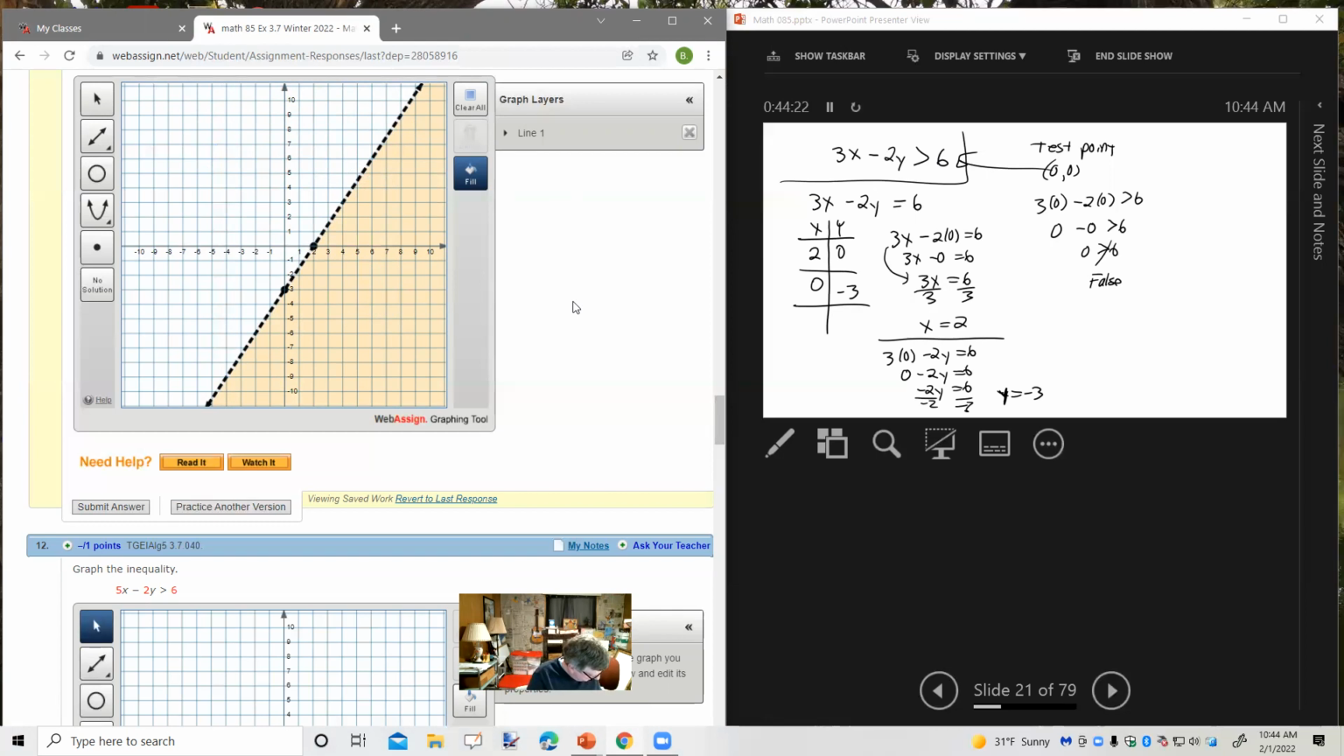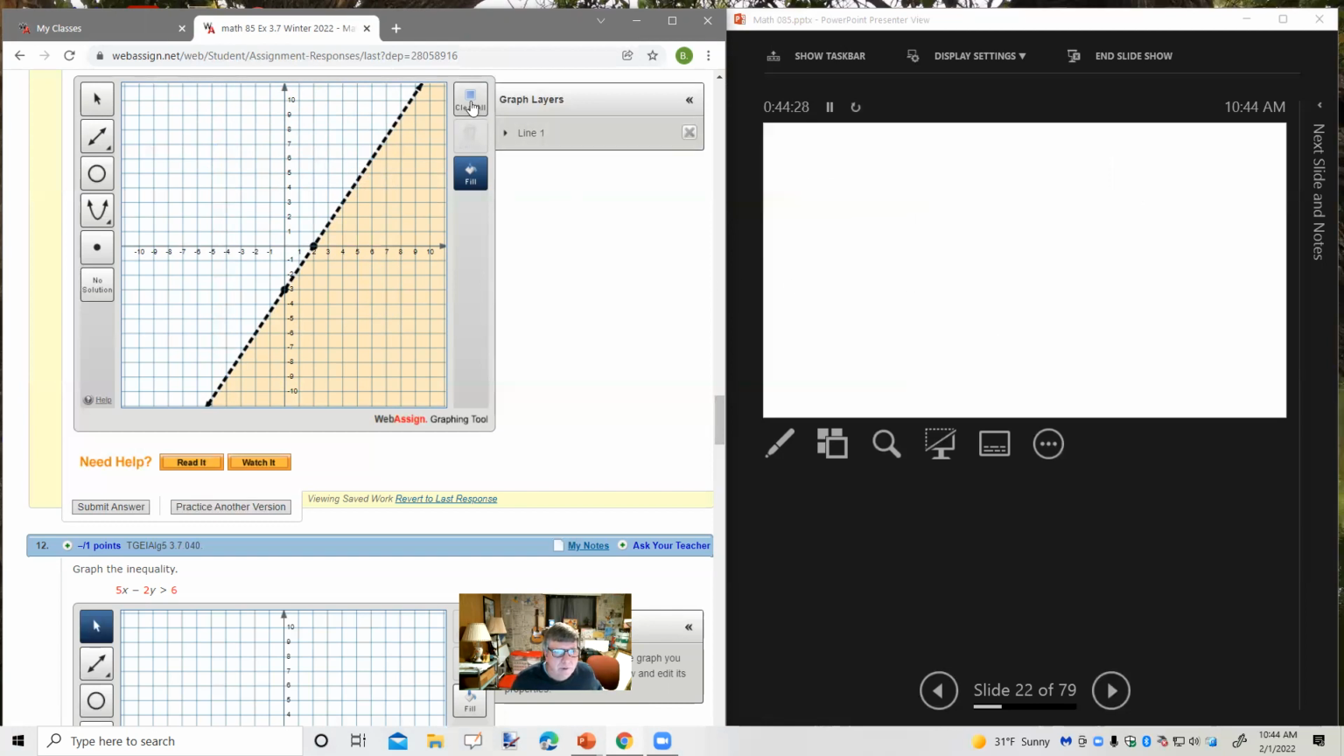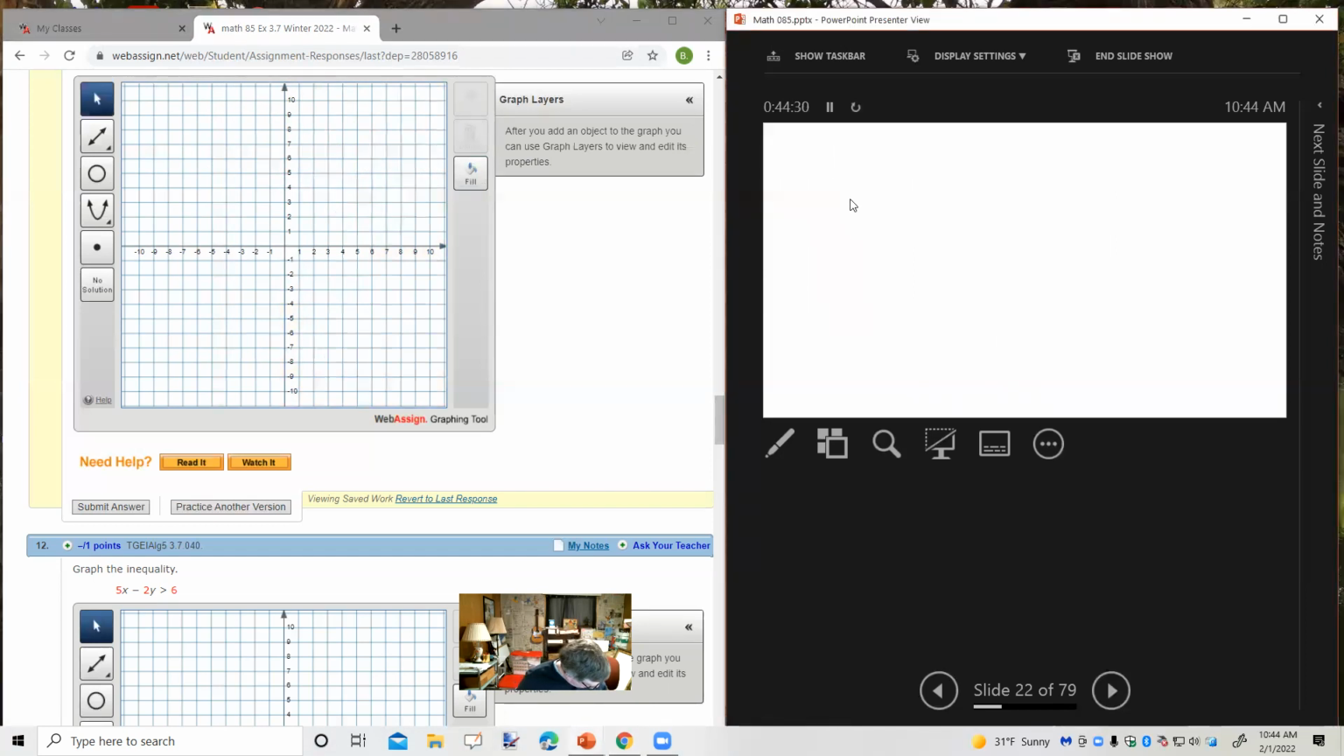All righty. Let's see here. Clear this and go to another inequality. Let's see here. How about this one? Y greater than or equal to negative 2x plus 5. So again, I'm going to look at the equation y equals negative 2x plus 5. All right. I'm going to find two ordered pairs.